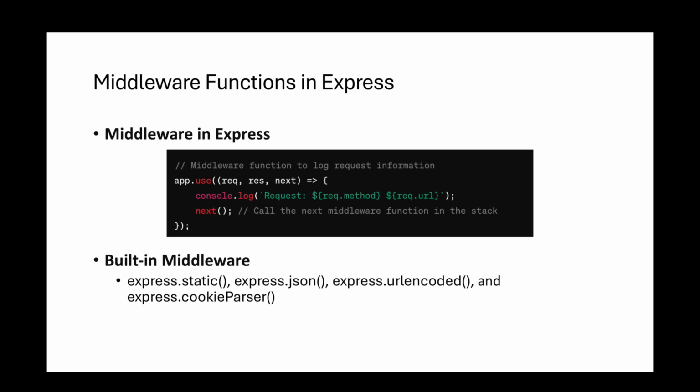Example: middleware function to log request information. app.use((req, res, next) => console.log(`${req.method} ${req.url}`), next()). Call the next middleware function in the stack. Built-in middleware. Express provides several built-in middleware functions for common tasks such as serving static files (express.static), parsing incoming request bodies (express.json and express.urlencoded), and handling cookies (express cookie-parser).